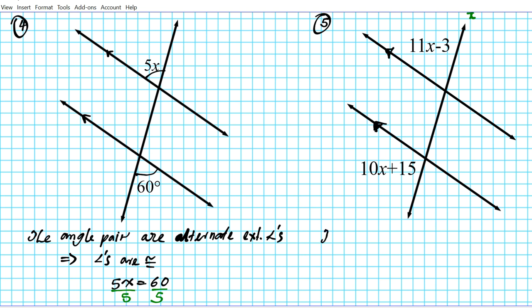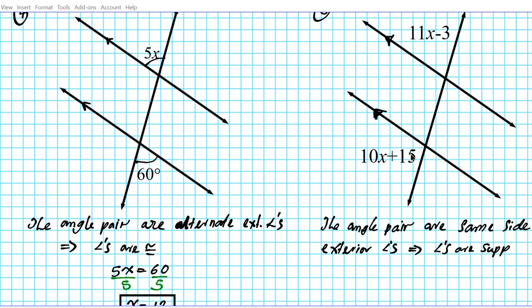Okay. So the angle pair are same side exterior angles. What do we know about same side exterior angles? Same side exterior angles are supplementary. They are supplementary. Another word for supplementary is that they add up to 180 degrees.